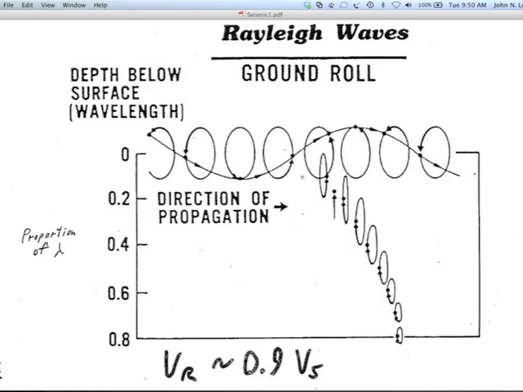These are ovals, and you can see that for this one, there's more vertical shaking than horizontal shaking by a small factor. Okay, the shaking is counterclockwise. If the propagation is to the right, then the particles are moving counterclockwise. That's actually the same way that ocean waves move particles in the water.